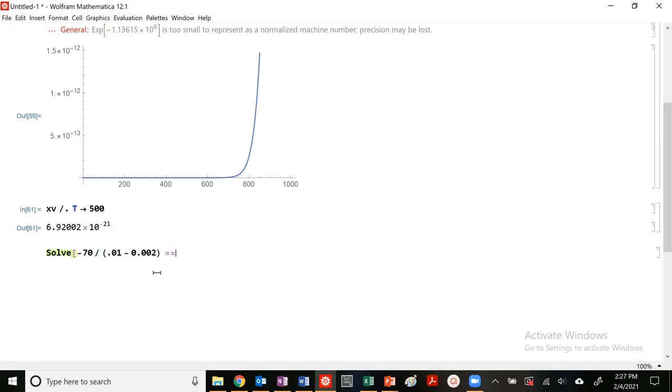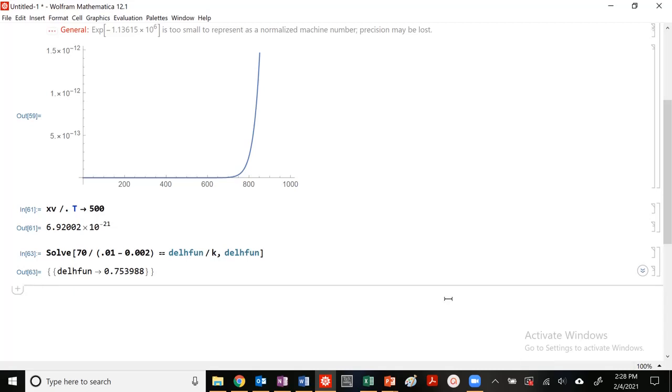So that's my slope. Set that equal to delta HF unknown divided by K, and solve for delta HF. This would give our slope, about 0.75 electron volts. The slope is actually going to be negative because of the rise over the run, so you plug that in, and that's the difference there. So that would be our delta HF. That would be how you plot this.